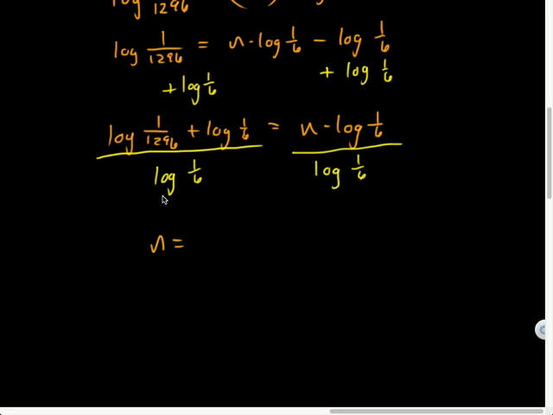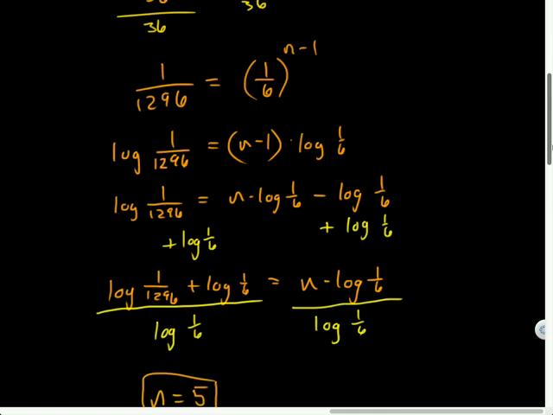Yep, you're right. And actually, log of this divided by this is the same as the log of their difference. I'm just going to plug this into the calculator. Log of 1 over 1296 plus log of 1 over 6, close parentheses twice, divide by log 6. And I get n equals 5.